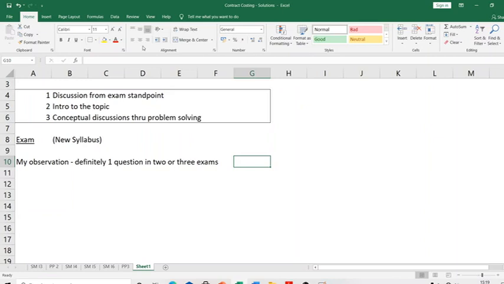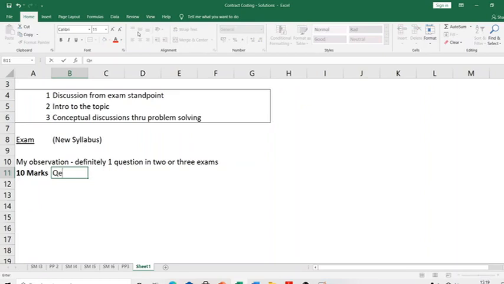So anyway, summarizing what I've said about the exam: once in 2 or 3 exams, you can definitely expect one question in contract costing. And if a question does come, you can definitely get questions for 10 marks. So you can expect questions for 10 marks, because you have material for a 10 mark question.